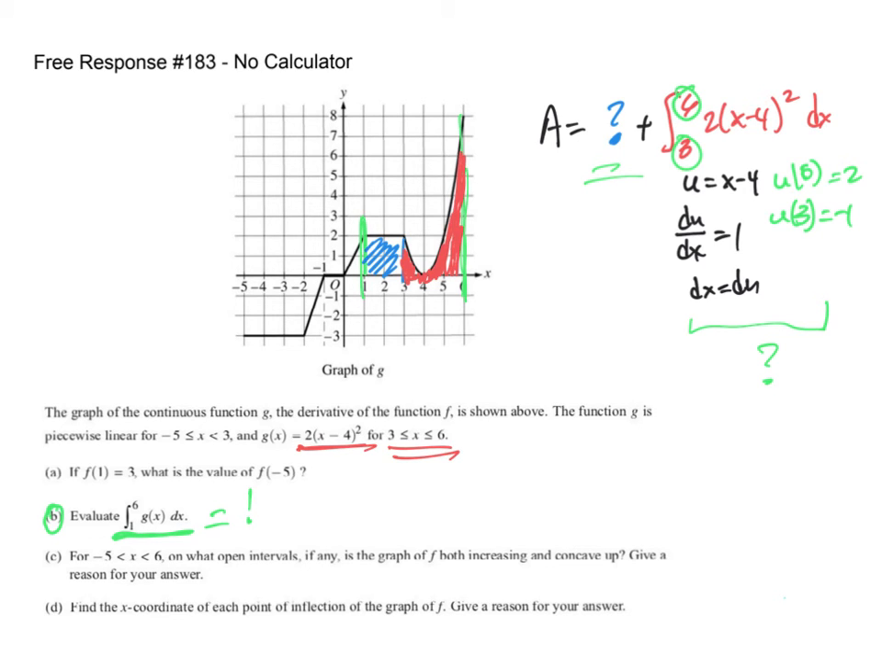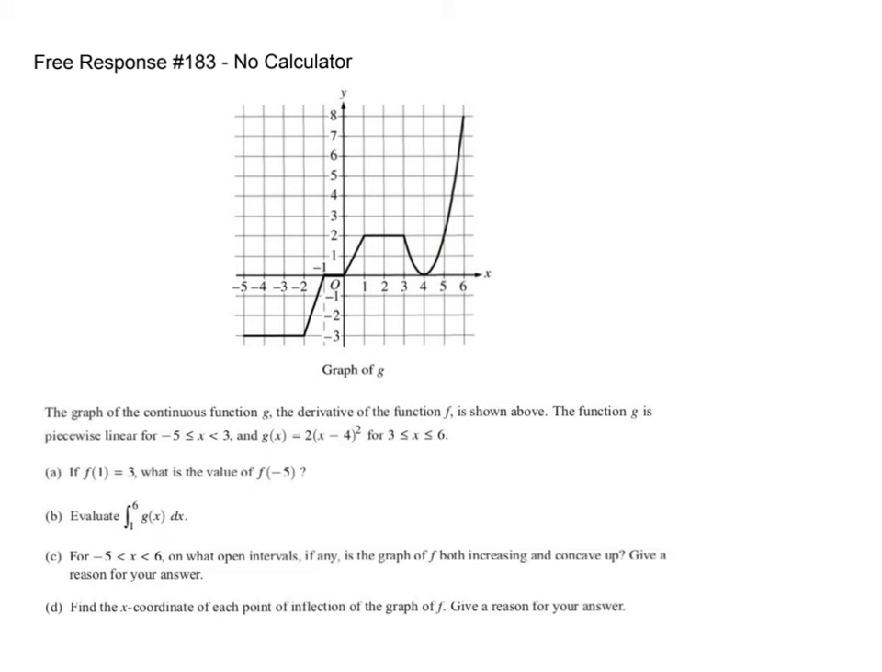Okay? Let's look at number 3 on the next slide. I think I said number 3, but what I meant was part C. In this case, they're asking us on the open interval, from -5 to 6, so on the whole picture here, on what open intervals, if any, is the graph of f, not G, but F, increasing in concave up. So remember, when a function's increasing, its derivative is greater than 0. That's what this is saying. We're increasing, so the first derivative is greater than 0. And when it's concave up, the second derivative is greater than 0.